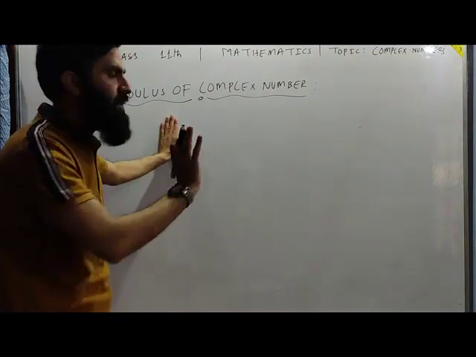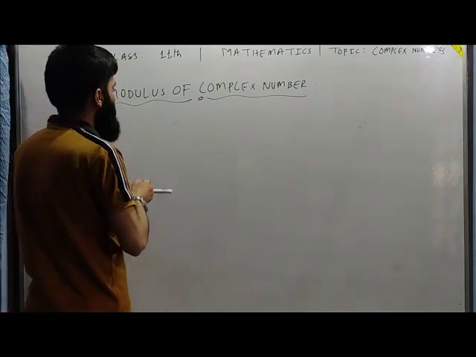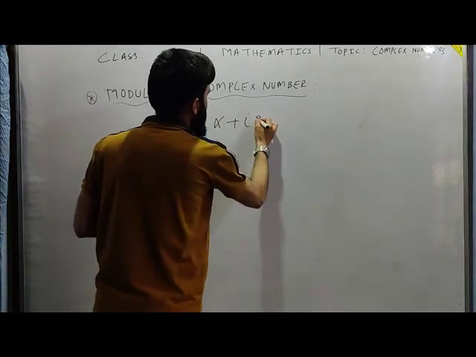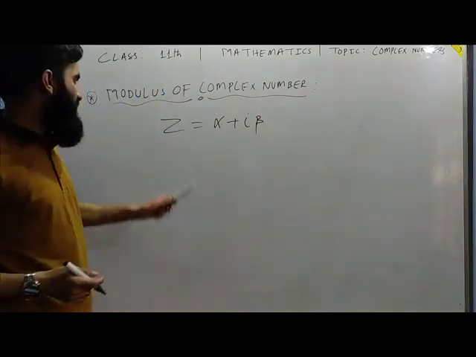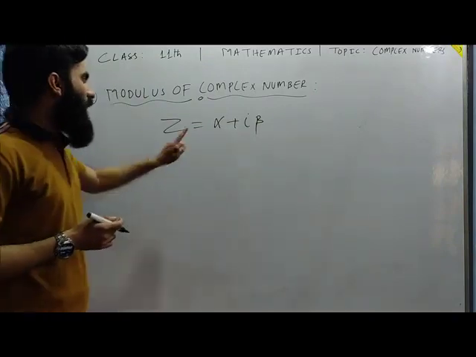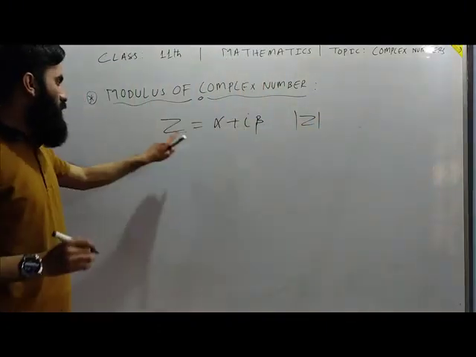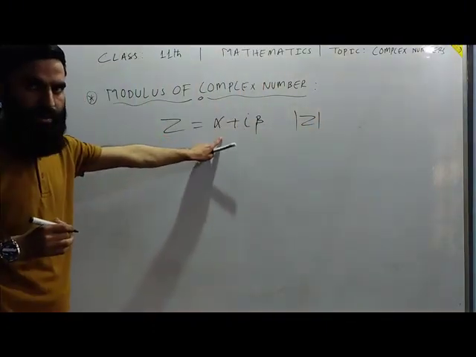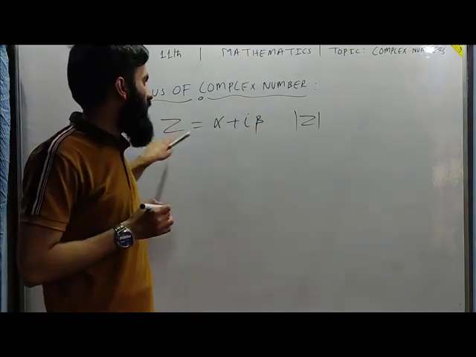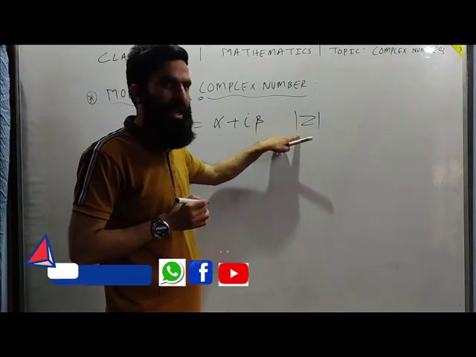What does the modulus of a complex number mean? If we have any complex number z in the form alpha plus iota beta, or alpha plus i beta, then its mod is denoted like this. This is called the mod of z. Here alpha is the real part of z and beta is the imaginary part of z, and its modulus is denoted by mod of z. It is read as mod of z, and is denoted by this symbol.